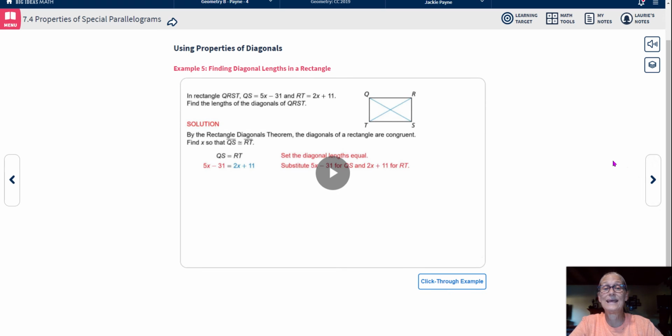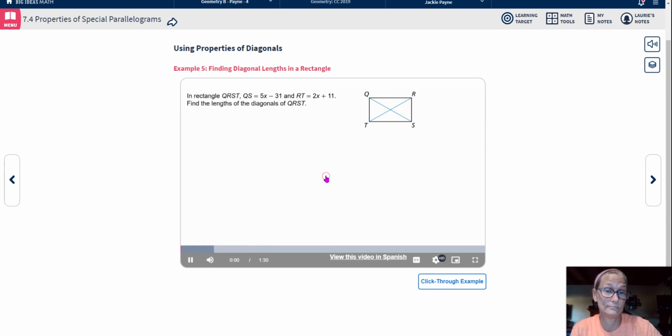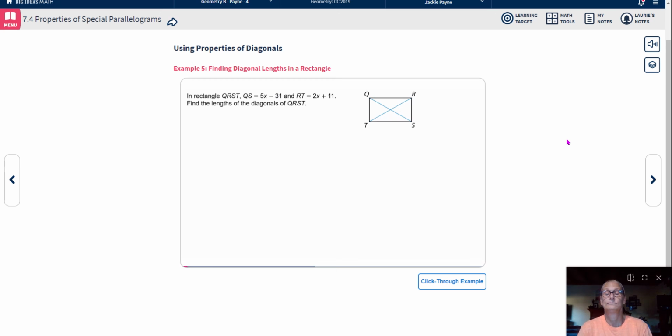And we're going to do another example. This is where we have the lengths of the diagonals in a formula, like an equation. So if they're equal, you know what to do. In rectangle QRST, QS equals 5x minus 31 and RT equals 2x plus 11. Find the lengths of the diagonals of QRST.